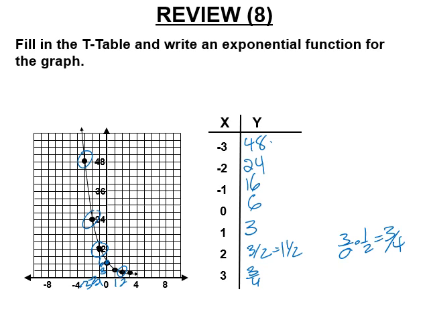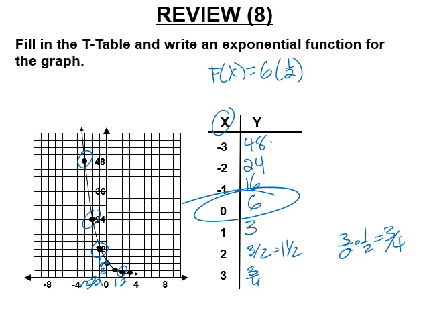So we realize that our constant ratio here is 1/2. Our y-intercept is right there, 0, 6. So this is f, we're using x, so it's not t. F of x equals 6, and you could write it as 0.5 or 1/2, 1/2 to the x. Now don't write a t there when you put an x there. F of x equals 6 times 1/2 to the x.